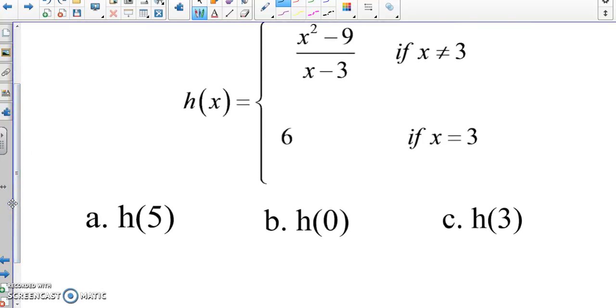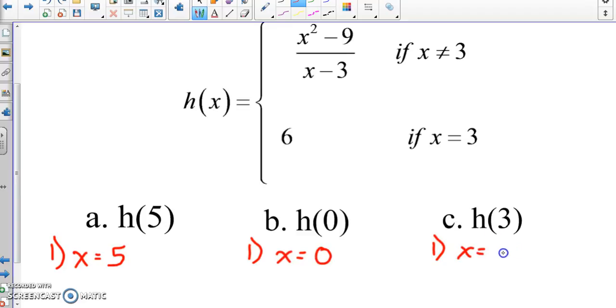Alright, we're first going to talk about the x values for each one of these, so it makes it easier to know which equation to use. Step one, for each one of these: we know for the first one, x equals what? 5. X equals what for the second one, B? 0. And x equals what for C? 3. So these parts tell you what the x values are.